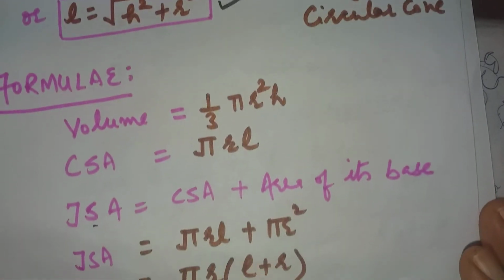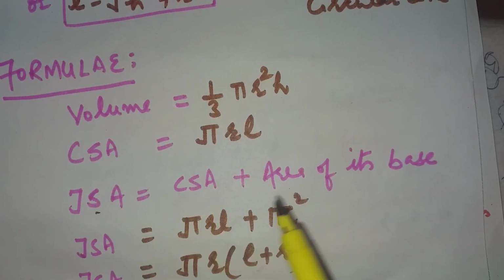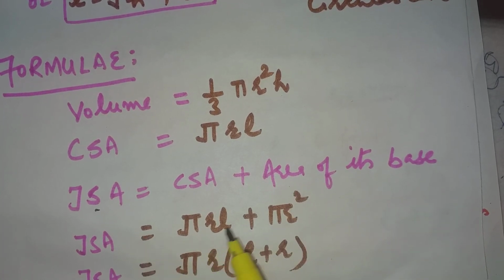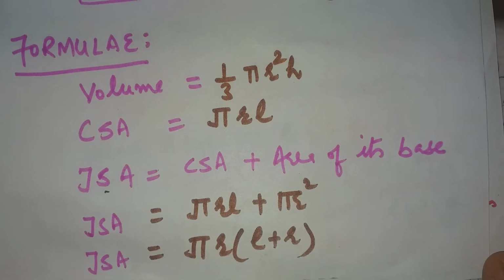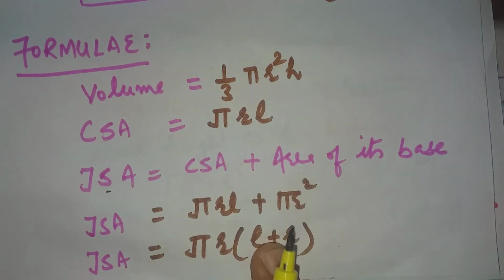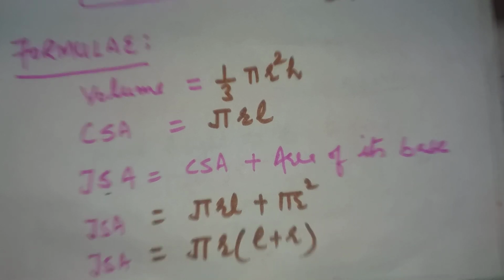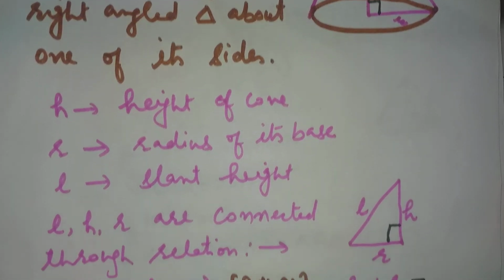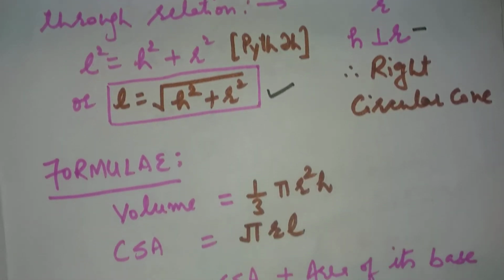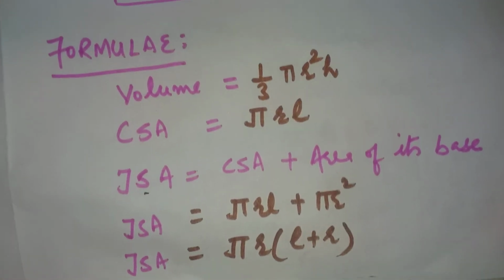Now see, total surface area is curved surface area plus area of its base. Pi r l is the curved surface area and pi r square is the area of its circular base. If I take pi r common, I will be left with the formula pi r into L plus R, right? So this is the total surface area of the cone. These are the very important formulae related to cone. Okay students, hope the formulae are clear to you. This was all about the concept and the formulae of a cone. I hope the things are clear to you. Thank you very much.